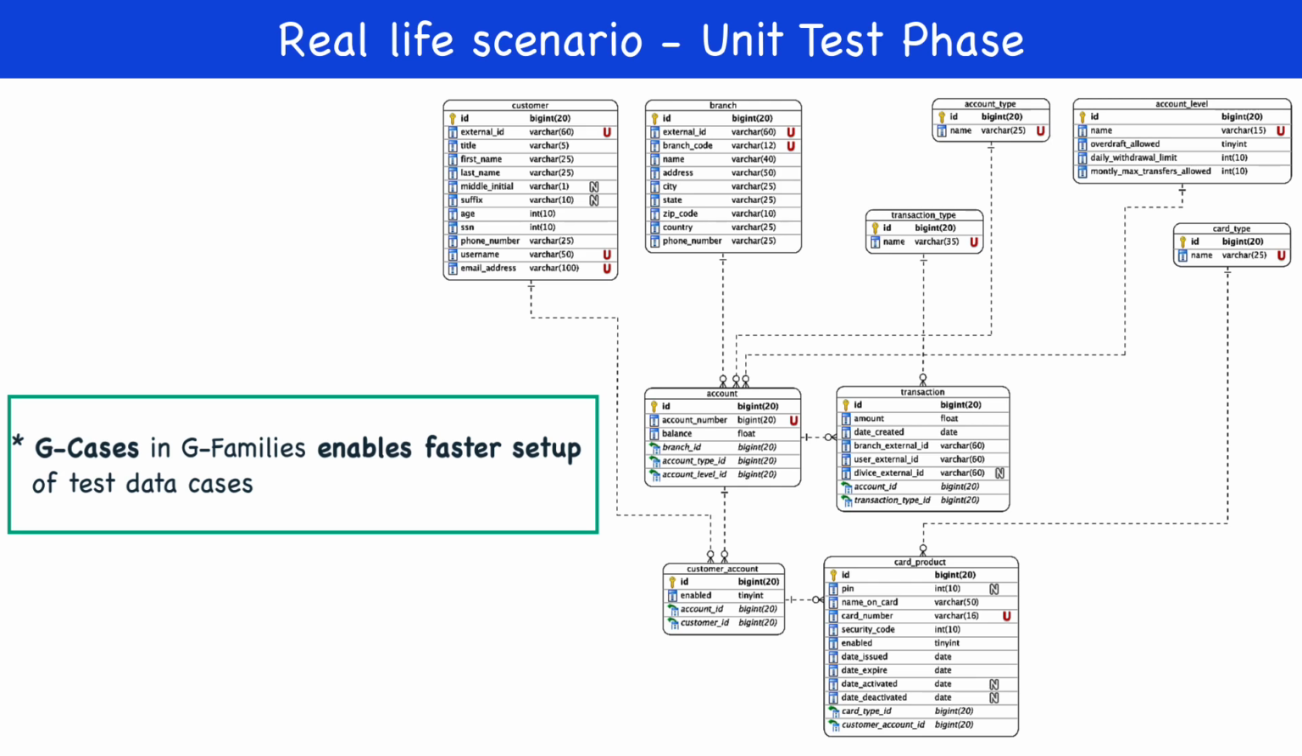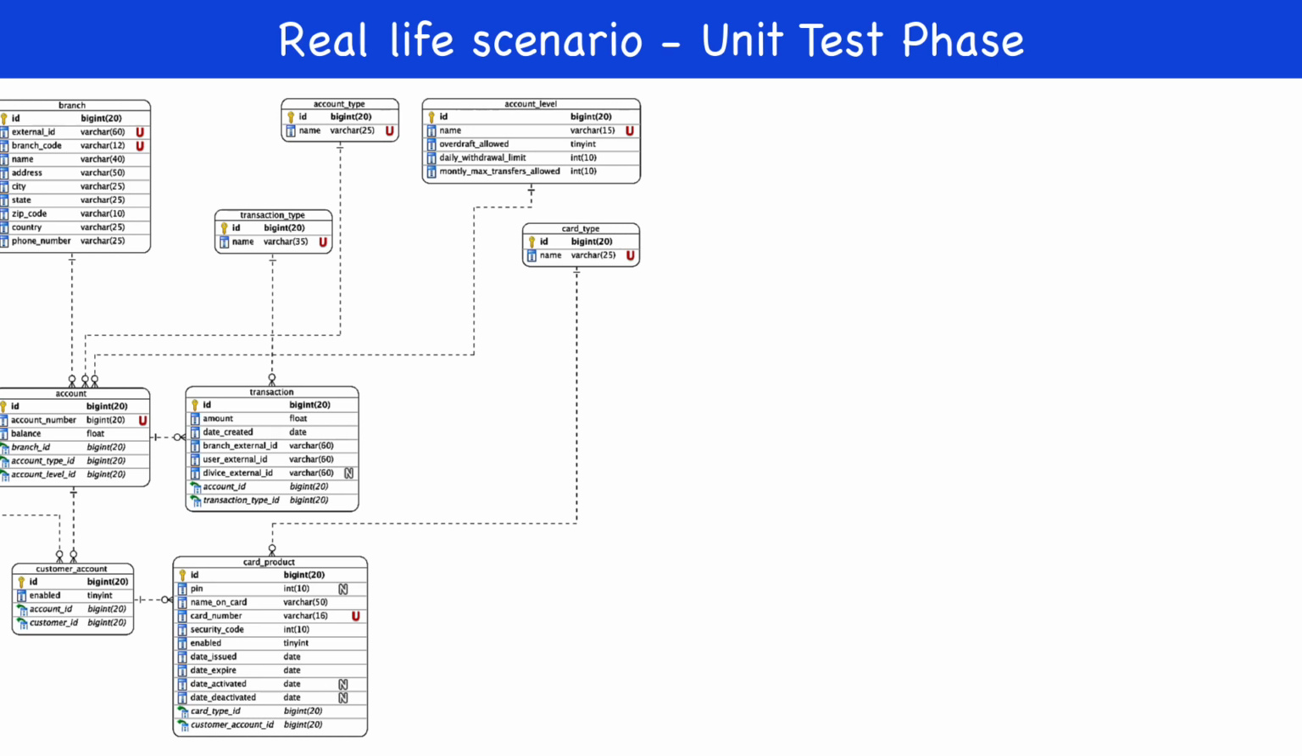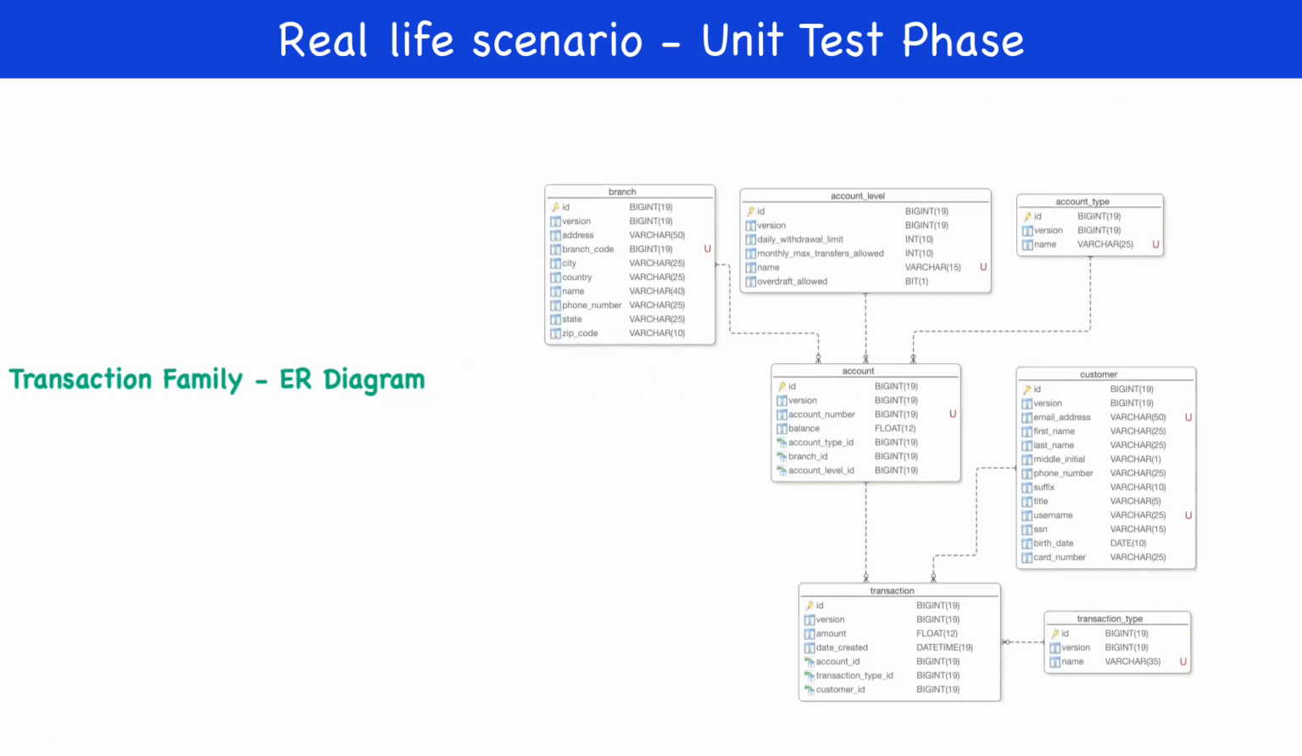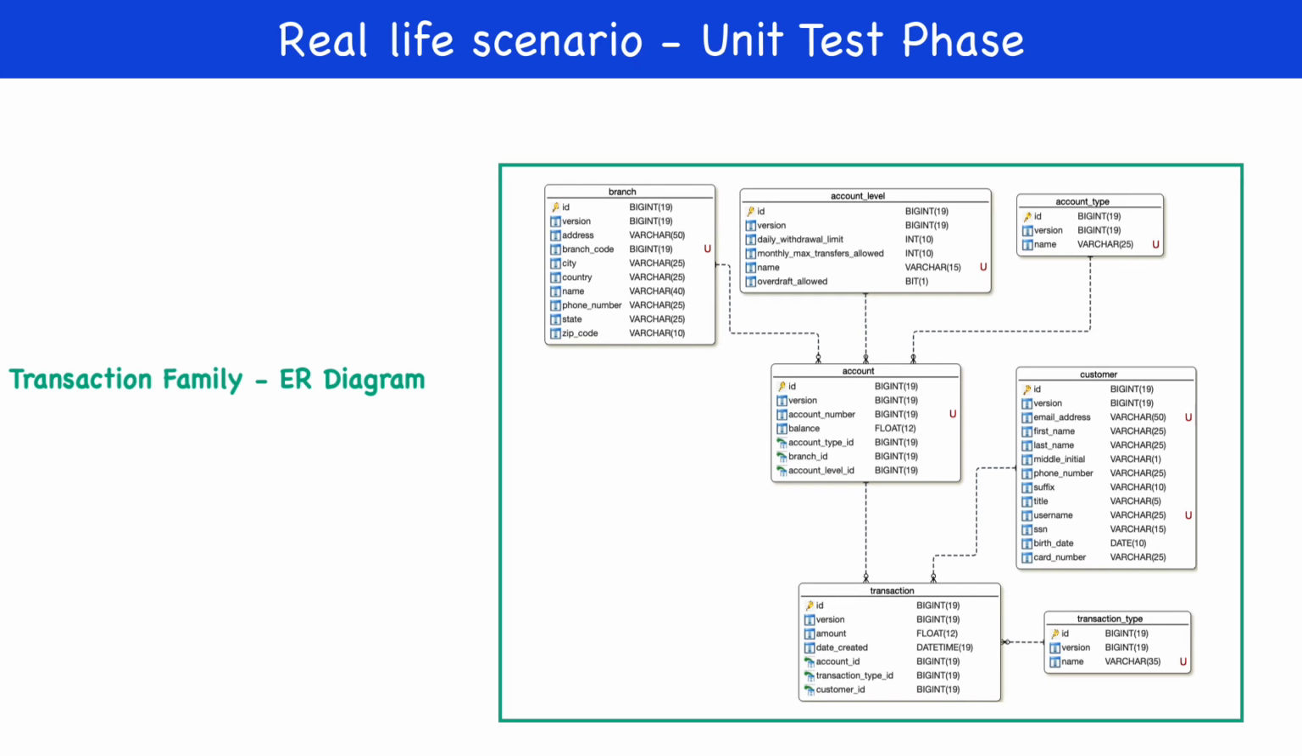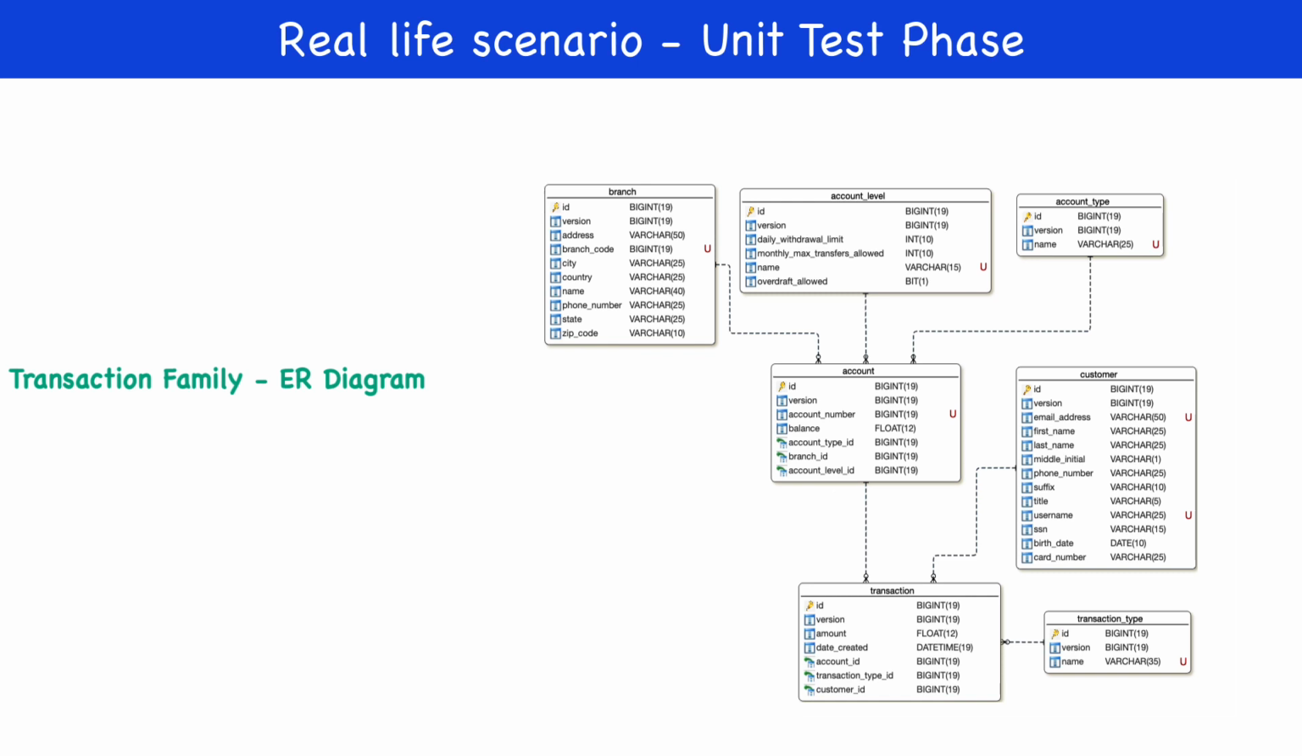In our scenario, for the account test data setup, all we have to do is, from the already identified families, simply choose the transaction family and then select the branch, account level, account type and then the account domain to generate the data with referential integrity. That's it. As promised, with just a few clicks, our test data case is ready, which generates the test data tailored to meet our test case needs. Absolutely effortless and cleverly crafted.